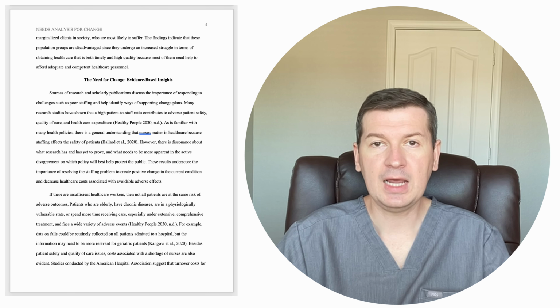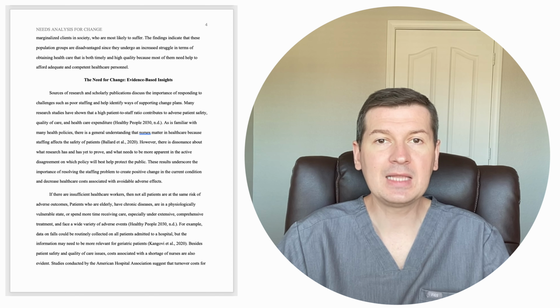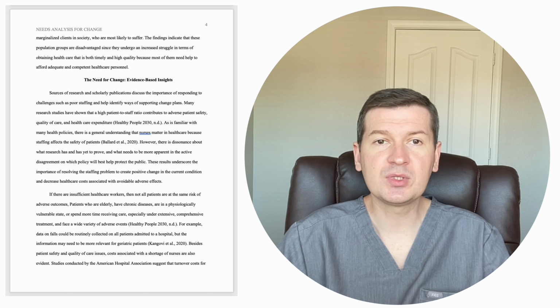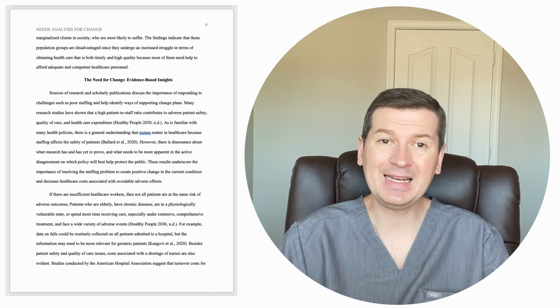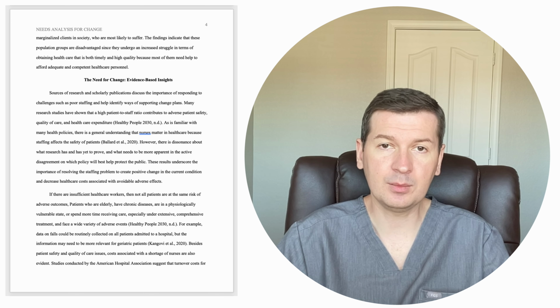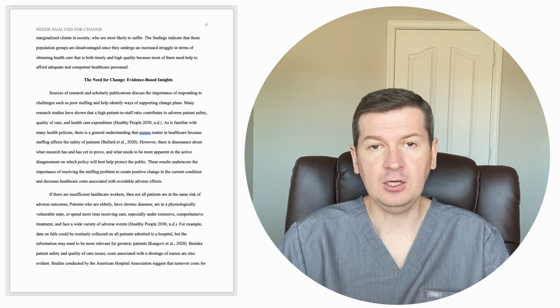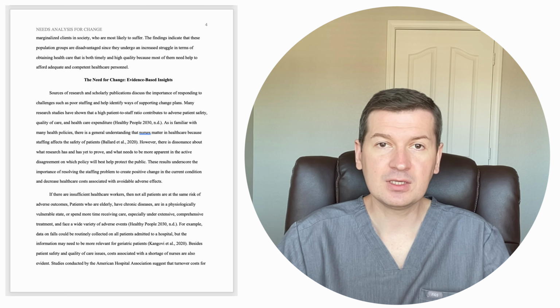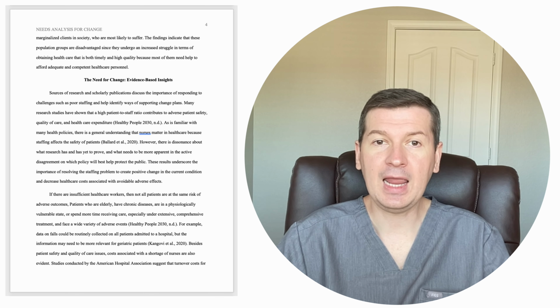As previously marginalized clients in society who are most likely to suffer, the findings indicate that these population groups are disadvantaged since the group undergo an increased struggle in terms of obtaining healthcare that is both timely and high quality because most of them need help to afford adequate and competent healthcare personnel. The need for change, evidence-based insights. Sources of research and scholarly publications discuss the importance of responding to challenges such as poor staffing and help identify ways of supporting change plans.